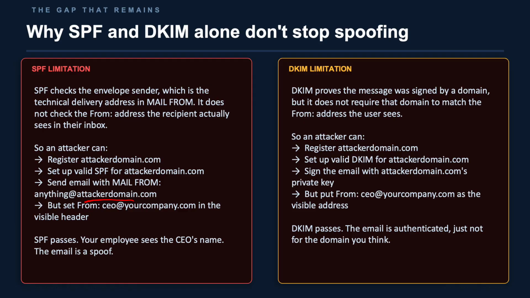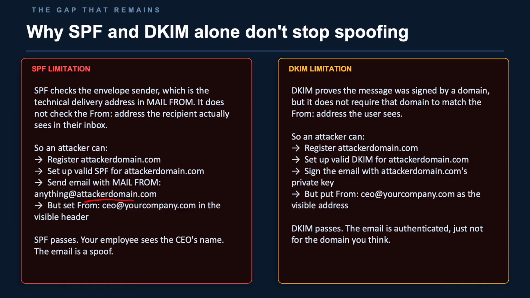Now on the DKIM side, it's the same shape of problem. The attacker registers attackerdomain.com, sets up valid DKIM signing for it, and signs their message correctly with their own private key. DKIM passes because the signature is genuinely valid for attackerdomain.com. But again, in the visible from header, they put your CEO's address. DKIM proved the message was signed by attackerdomain.com, but never required the signing domain to match the from address the user sees.